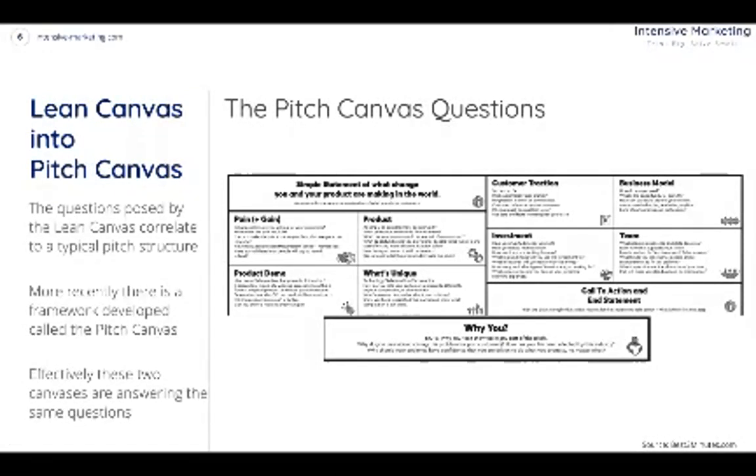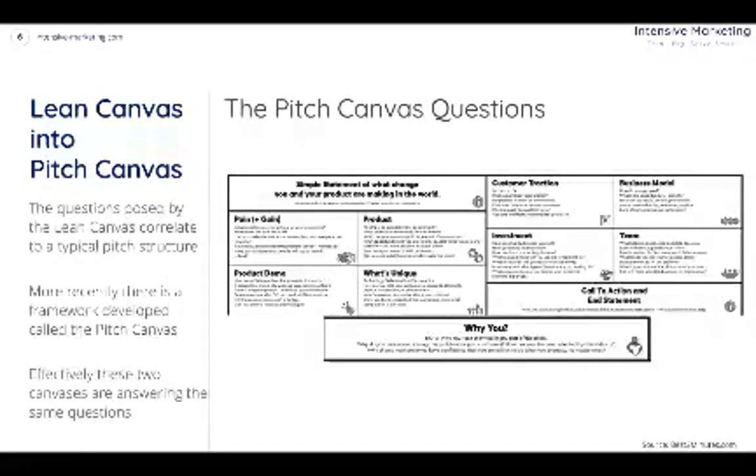There's a neat model called the pitch canvas. Effectively, you can look at the two. I put it up there because it's worth sharing. But fundamentally, if you're doing the lean canvas properly, you're already at the point of the pitch canvas, with the exception of some things about you, the team, and credibility and your ask. But fundamentally, the lean canvas, if you keep it as a living document, can get you to the point of a pitch.